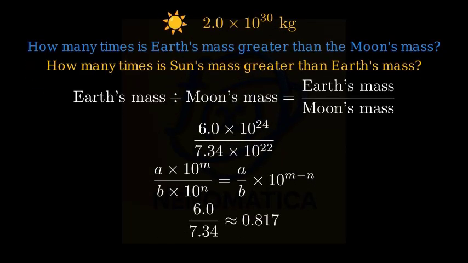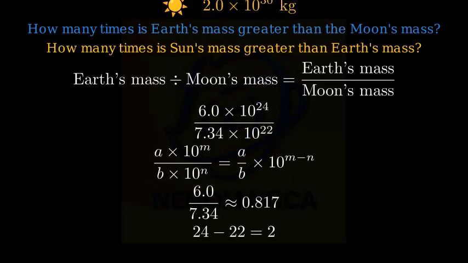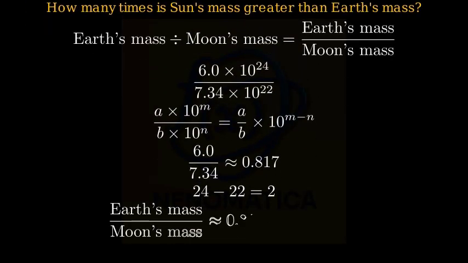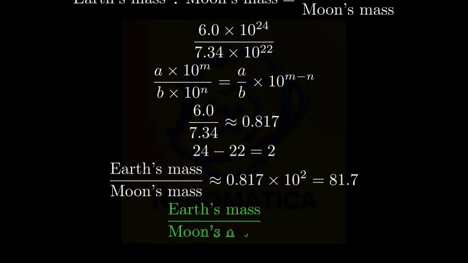First, we divide 6.0 by 7.34, which gives us approximately 0.817. Then, we subtract the exponents. 24 minus 22 equals 2. So, the Earth's mass is approximately 0.817 times 10 to the power of 2, which is about 81.7 times greater than the Moon's mass. We can round this to about 82 times greater.